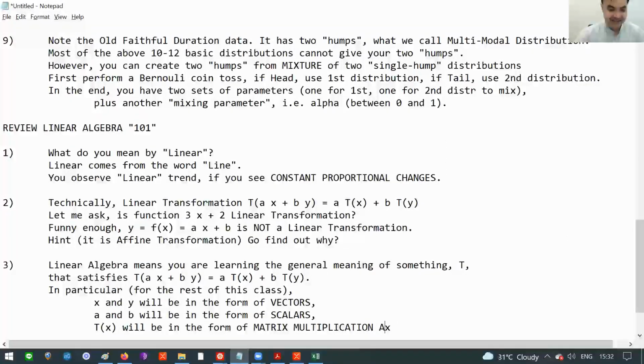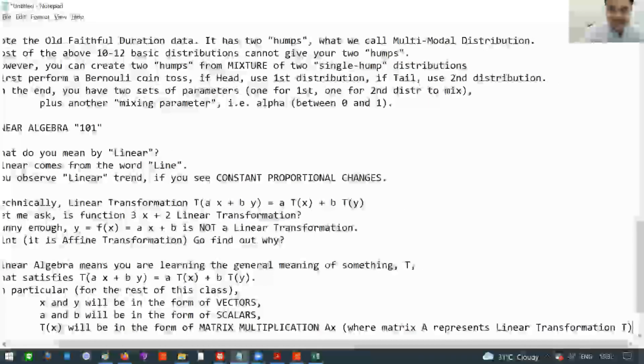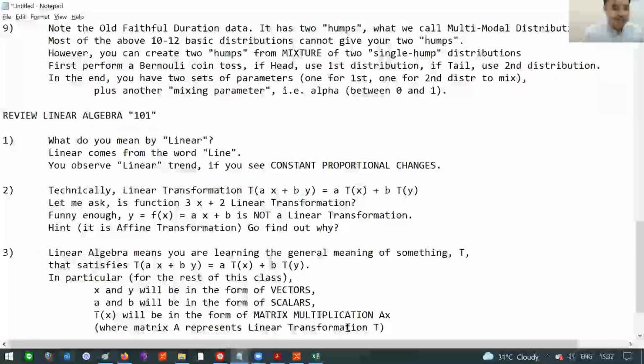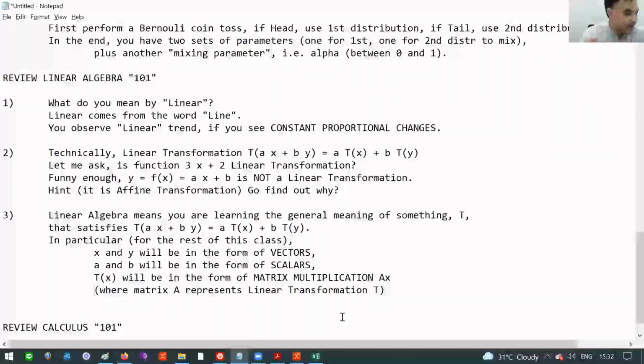Okay, the matrix A represents a linear transformation. Now, this is all the abstract thought I want you to follow. That's it. That's all. Okay? Linear algebra means you are studying something that satisfies this property. That property means, okay?